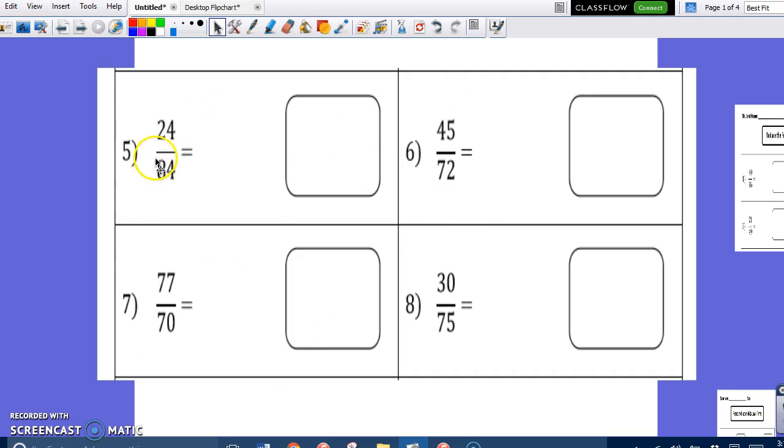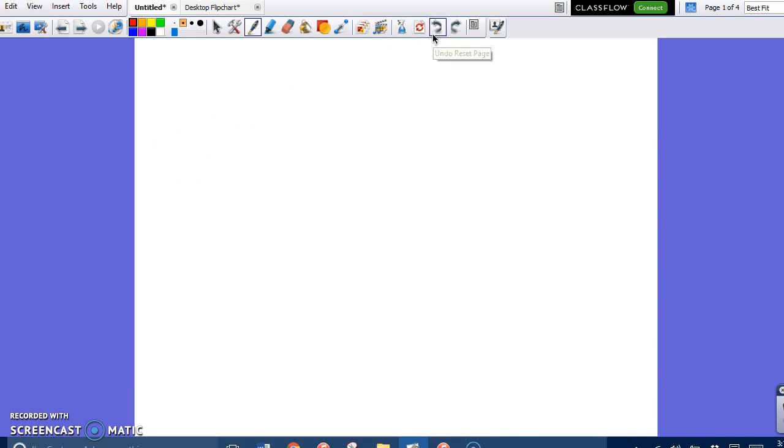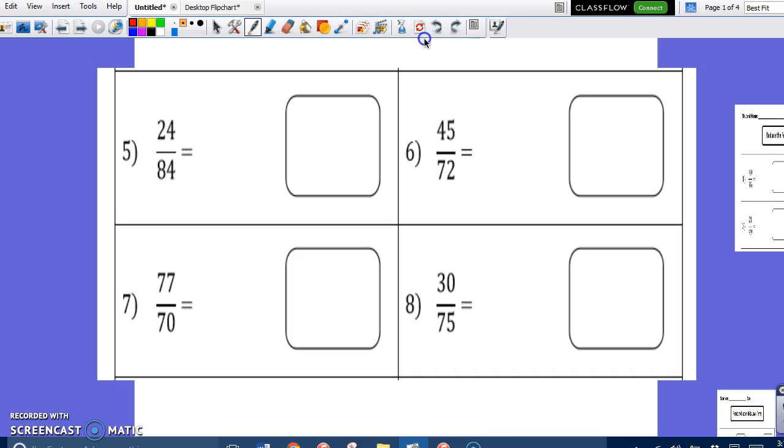There you go. So I'm looking at number 5, and number 5 is 2 even numbers. Again, how do I know they're even? I just look at the last digits. I have a 4 and a 4, okay? 4 is even, I know that. So that means 24 is even and 84 is even. So of course this fraction will reduce, okay?